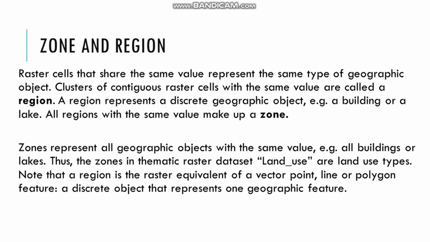So zone and region. Raster cells that share the same value represent the same type of geographic object. A cluster of contiguous raster cells with the same value is called a region, while a region represents a discrete geographic object, a building, or a lake. All regions with the same value make up a zone. Zones represent all geographic objects with the same value, for instance, buildings or lakes. So zones actually are raster classes. So we can see we represent a zone.